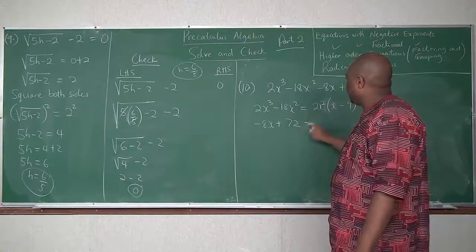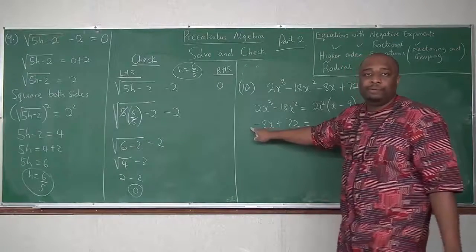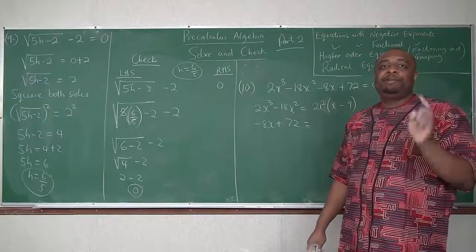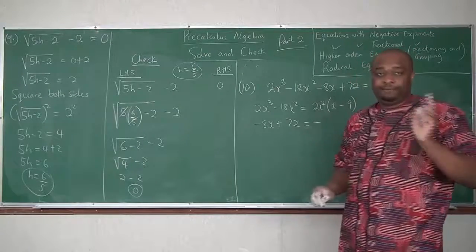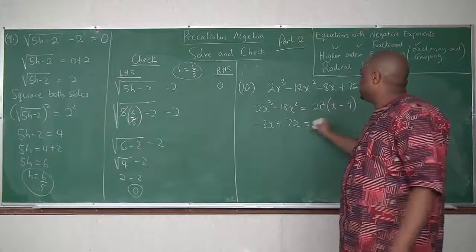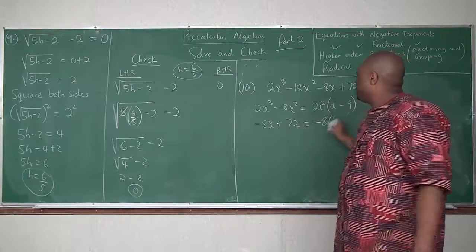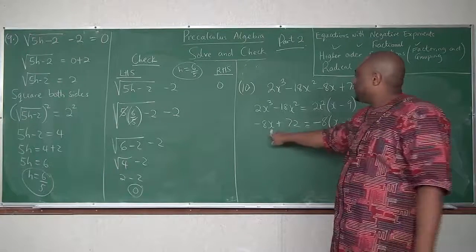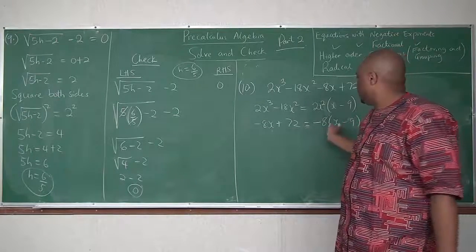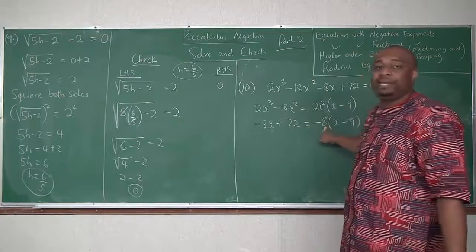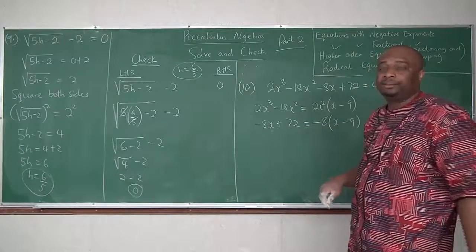Then here you have a leading negative. Anytime you have a leading negative, you must factor out the negative first. So this is negative 8, and this will be x minus 9. Negative 8x divided by negative 8 is x. 72 divided by negative 8 is negative 9.